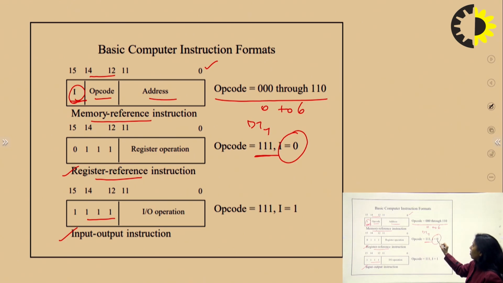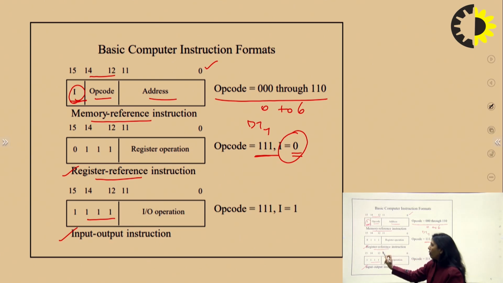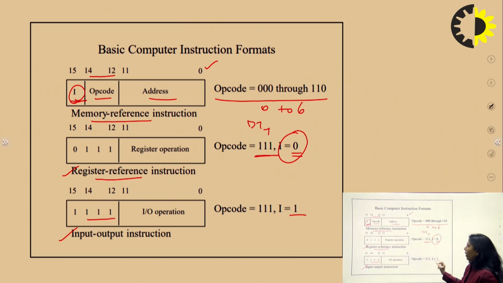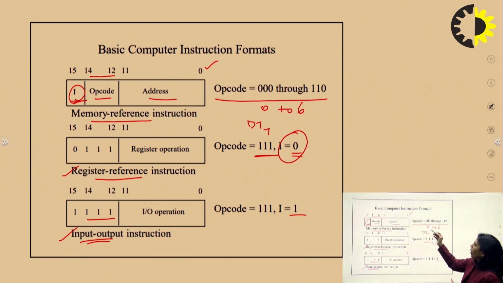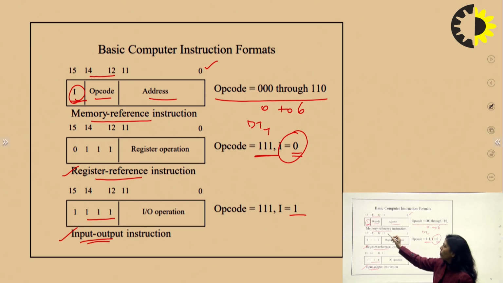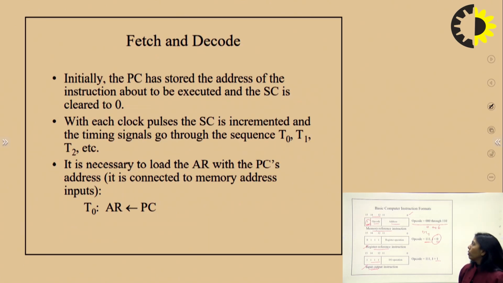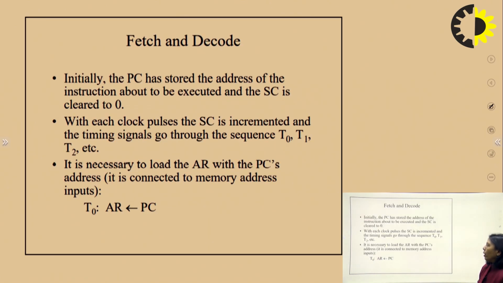If it is 0, that means it is pointing to the register reference, and if it is 1, then it means it's the input-output instruction. So, in this way, the processor can identify whether the instruction is memory reference, register reference or input-output reference. This whole cycle we will be discussing in this video only, how the fetch and decode is done.